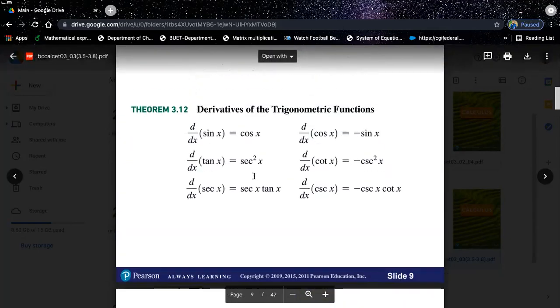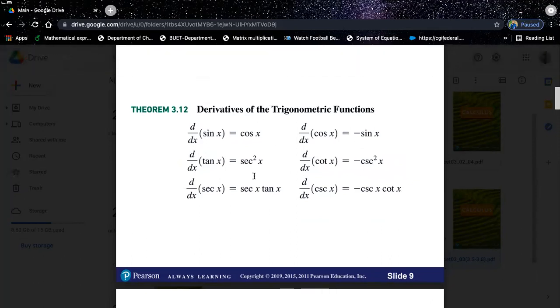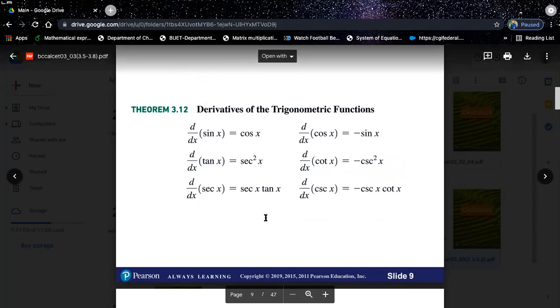So let's try one or two problems with this formula. Okay. So what I want you guys to do is to let me share the screen of my iPad.